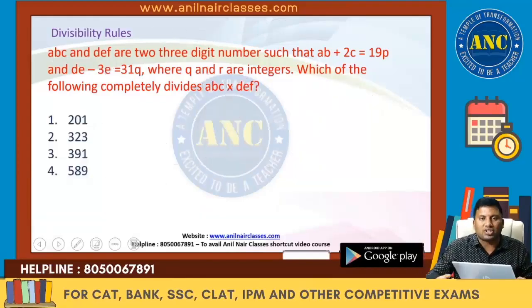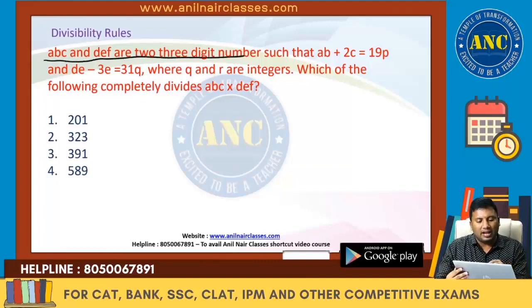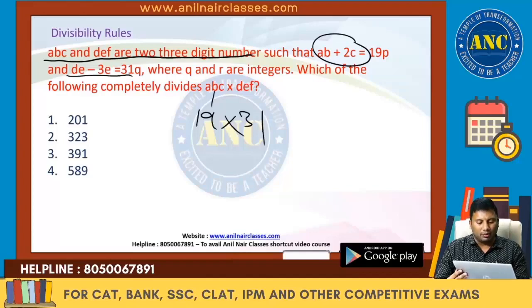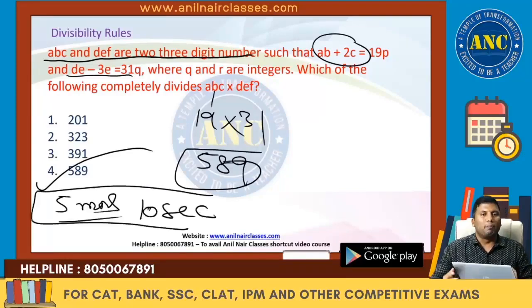Next is a CAT level question. Without keeping pen on the paper, my student should solve it. That is what I expect from every enrolled student. ABC and DEF are 3-digit numbers. AB plus 2C is divisible by 19. DE minus 3F is divisible by 31, I think the same question, 589. It is actually a 5 minutes problem. I translated it into a 10-second problem by giving you a thorough idea of how you can develop the divisibility rule for any prime number.